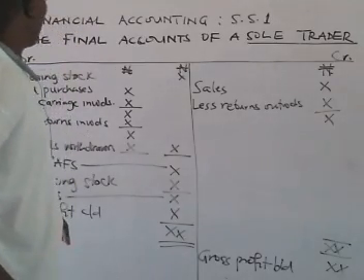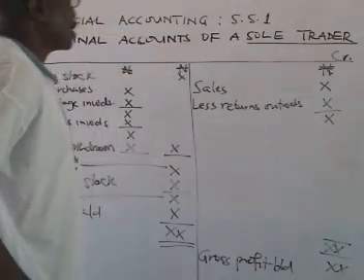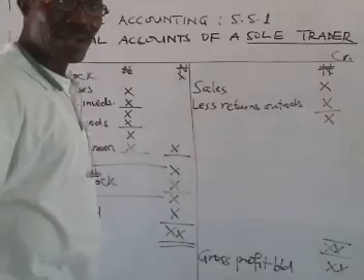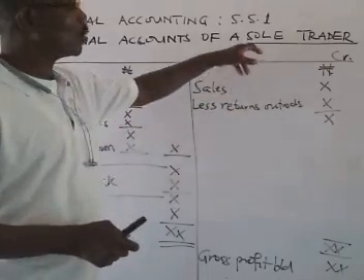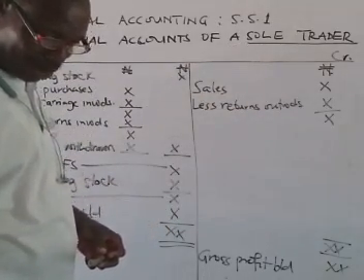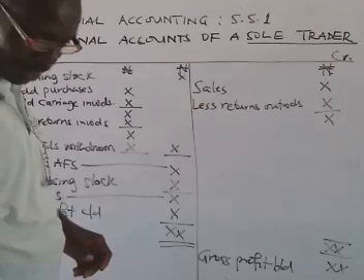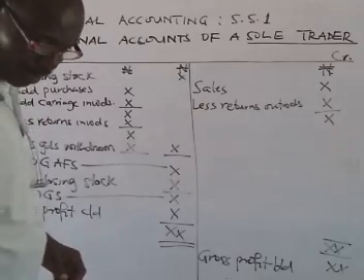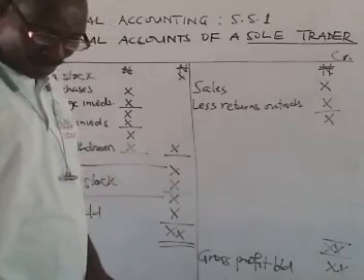The topic today is the final accounts of a sole trader, SS1. But before we go further, I want to explain to you who is a sole trader. A sole trader is a business organized by one person. A sole trader is a person that owns a business with the main aim of making profit.